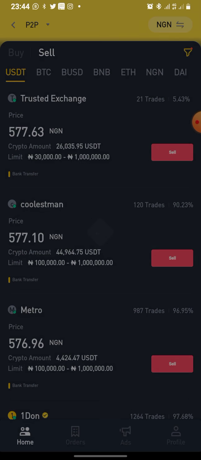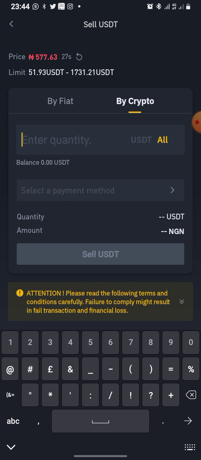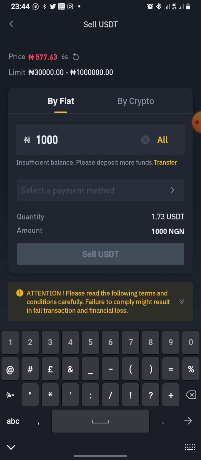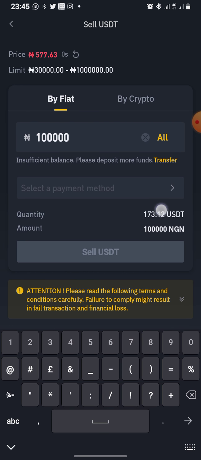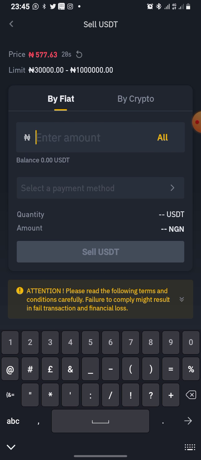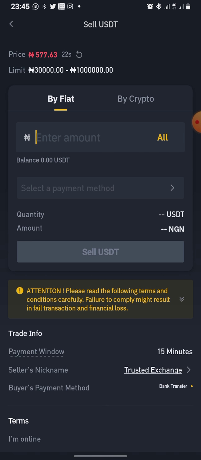So let's say I wanted to sell my USDT and I have, let's say, 1000 USDT, but I want to sell 200. If I press 200 here, it's showing me that for 200 USDT, this person will be paying me 115k based on the rates. And if I wanted to sell by fiat, let's say I needed 100k urgently and I typed 100k here, it's telling me that I'll need to sell about 173 USDT 12 cents thereabout. So that is all about how to use the P2P platform.